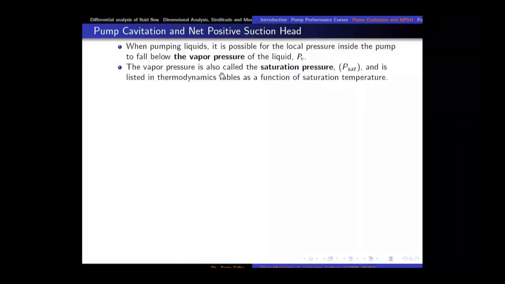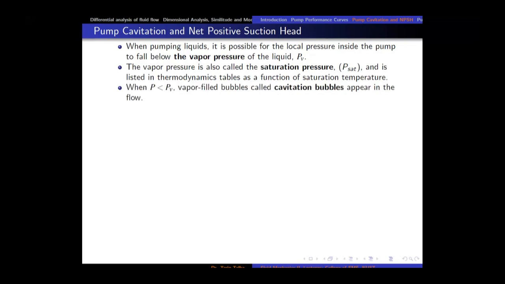The vapor pressure is also called the saturation pressure, which you usually see from the steam table. Right? You must have used steam tables in thermodynamics. The saturation pressure at a given temperature is listed in thermodynamics tables as a function of saturation temperature. Yes, any query?